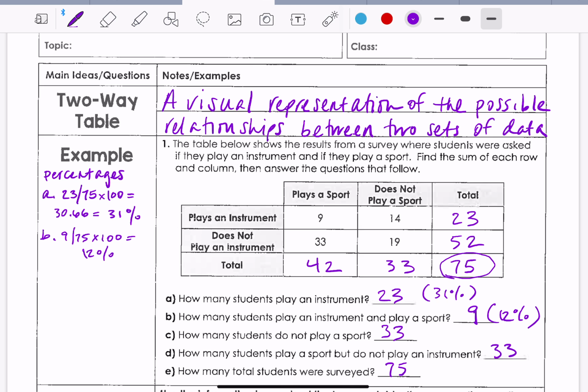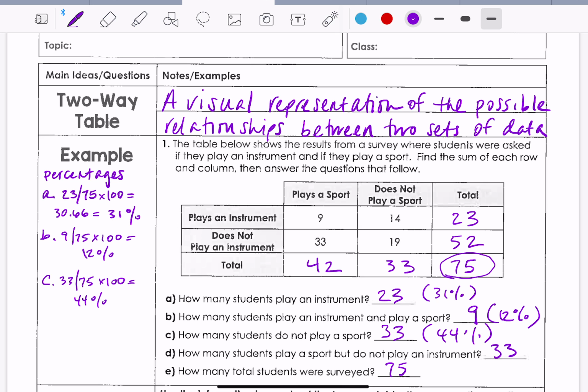So for C, how many students do not play a sport? Well, there were 33. I'm going to divide that by the total and multiply it by 100 to get the percentage. So 33 divided by 75 times 100 is going to be 44% of students. So I'm going to put that over here, 44%.